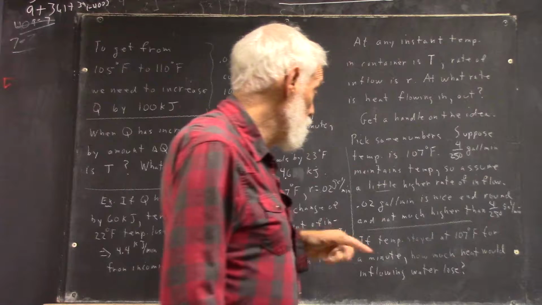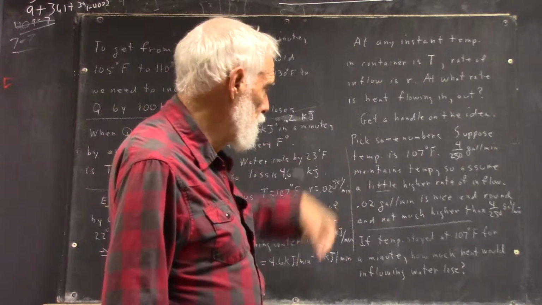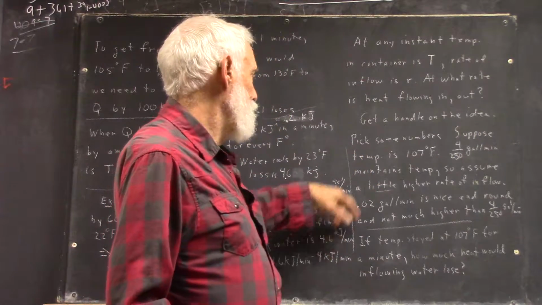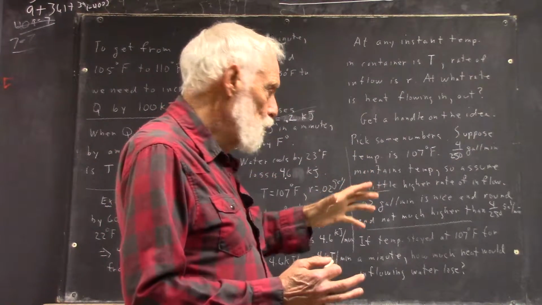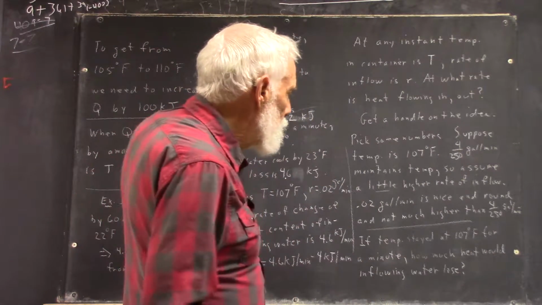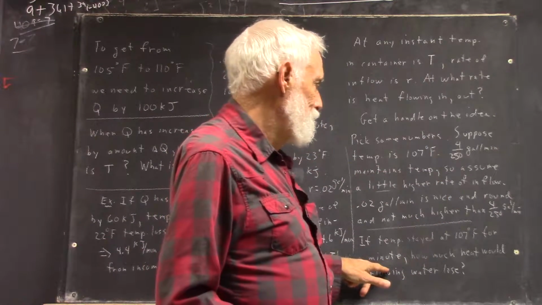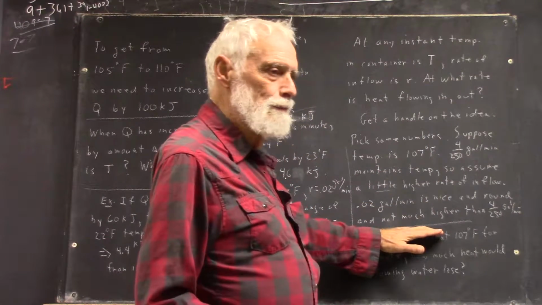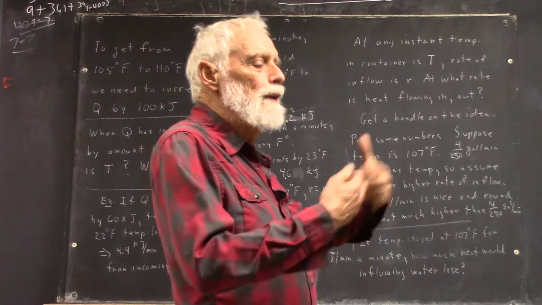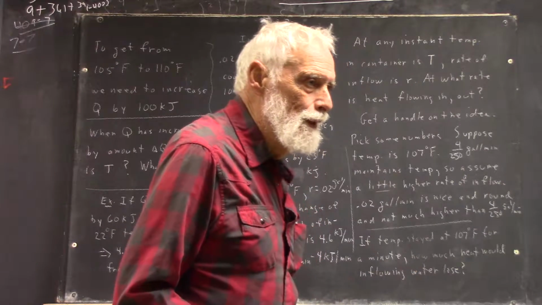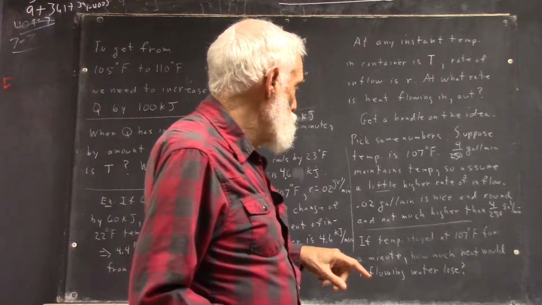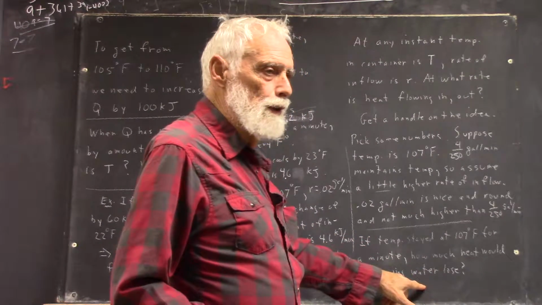So we can pick any two numbers, any temperature and any number here. We want to see how the temperature and the inflow rate work together. Okay, well, then, if the temperature stayed at 107 for a minute, now, next question, we're still not sure what to do with this, but we just say, okay, the temperature's 107, at what rate is heat flowing in? If we just assume the temperature stays at 107 for a minute, then we ask the question, how much heat would the inflowing water lose?